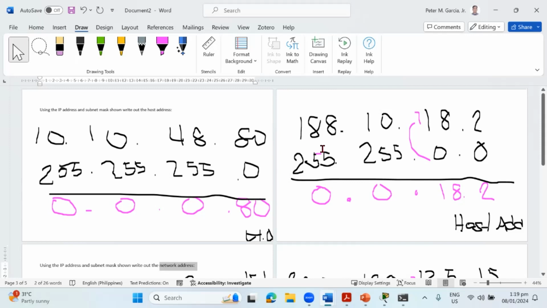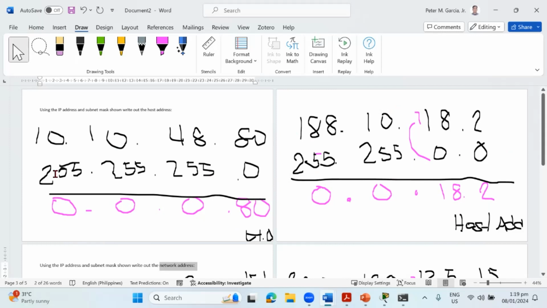Ito naman, hinahanap ay host address. So, host address, kapag ang subnet mask mo ay 255, automatically the answer is 0. Kapag ang subnet mask mo ay 0, just simply copy the value above. Kaya naging 8. Kaya nakuha yung 0.0.18.2 na host address. 0.0.0.80 na host address. So that is the part 1 of our final exam.